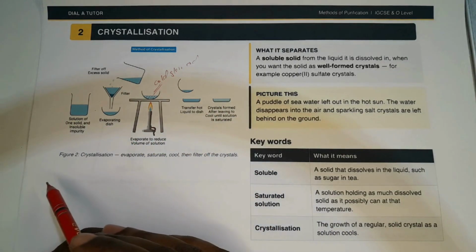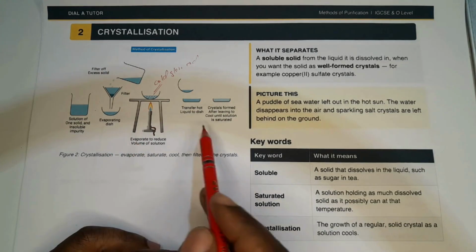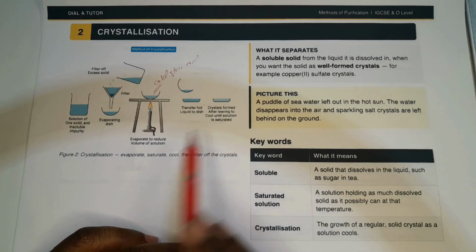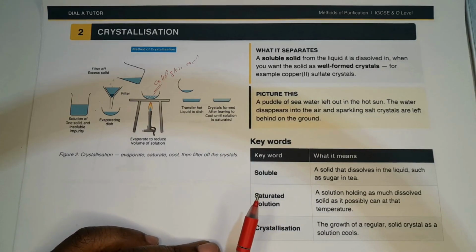You then filter off the crystals from the remaining solution. Dry the crystals between sheets of filter paper or in a warm oven. And that's how you go about it when you are dealing with crystallization.